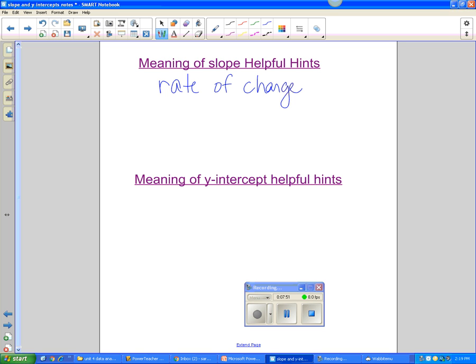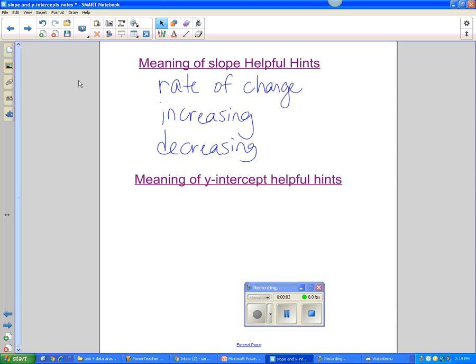Increasing. Good job, Joey. Increasing. Or it could also be what? Decreasing. Okay? So when you see the word slope, those are other things that they could tell you as well, things that go with it. Okay?